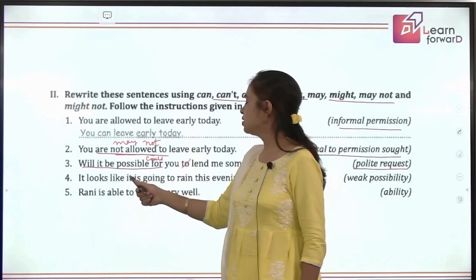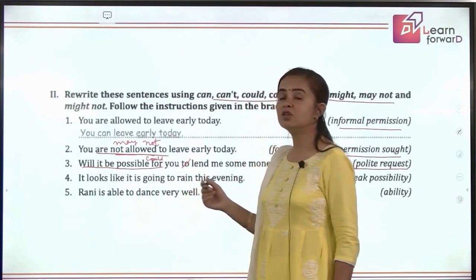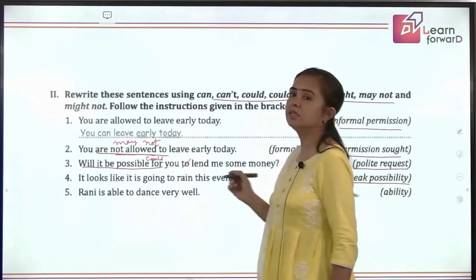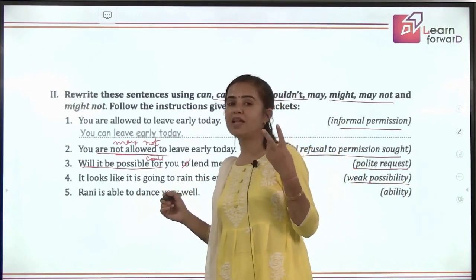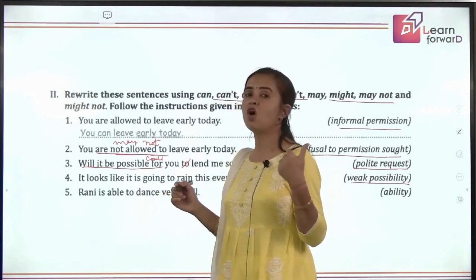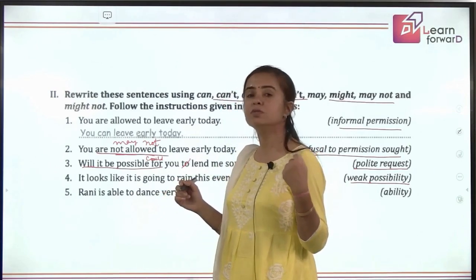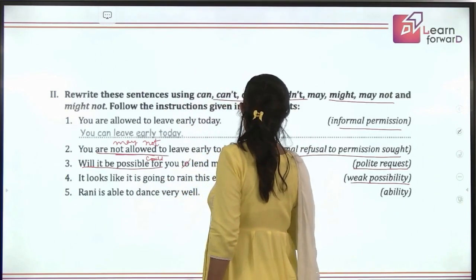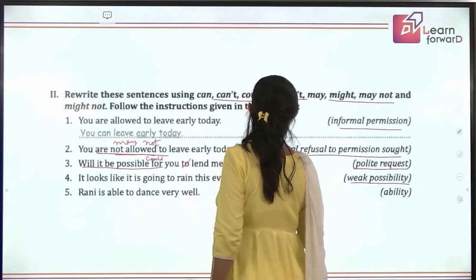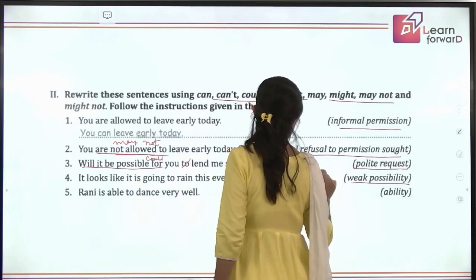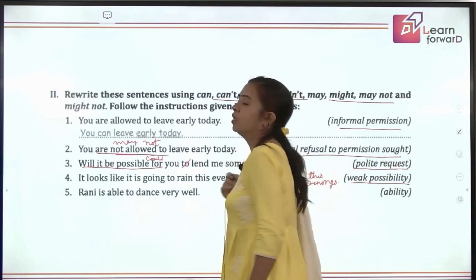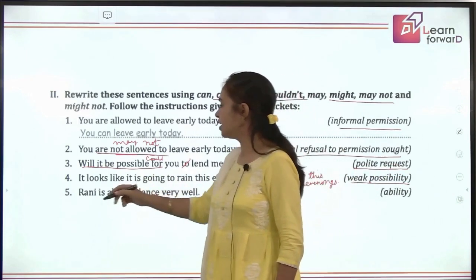Next, it looks like it is going to rain this evening. So you are talking about possibility, and what are the chances? It's weak possibility. So we learned that may and might are used to show possibility. May for strong and weak, weak for weak, we use might. So what will you do? It might rain this evening. So this is how we are transforming sentences using the modal and taking care of what the mood is being expressed here. What's the attitude being expressed?